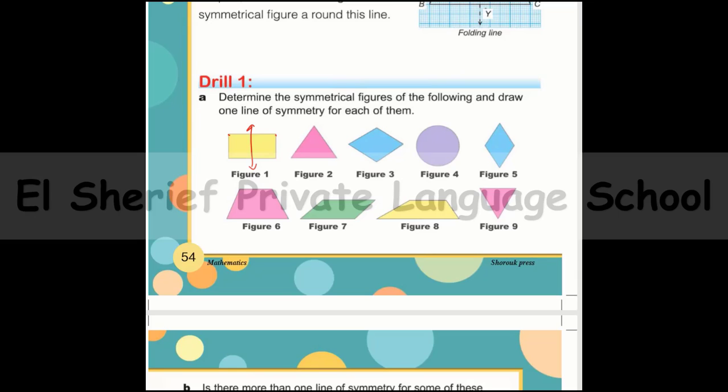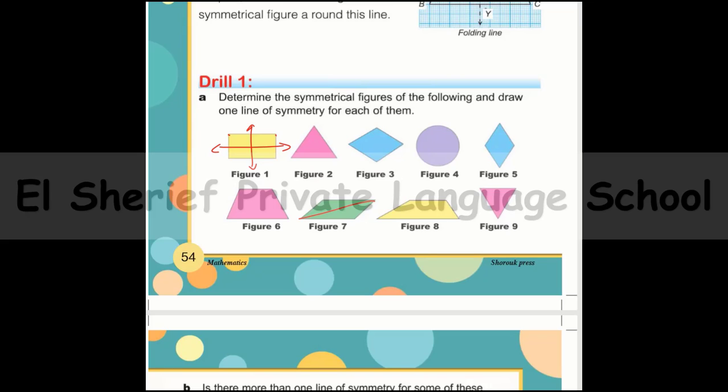And we can divide it from these sides, and we can fold it around this line. So this line is also called a line of symmetry. So the rectangle is a symmetrical figure and has two lines of symmetry.